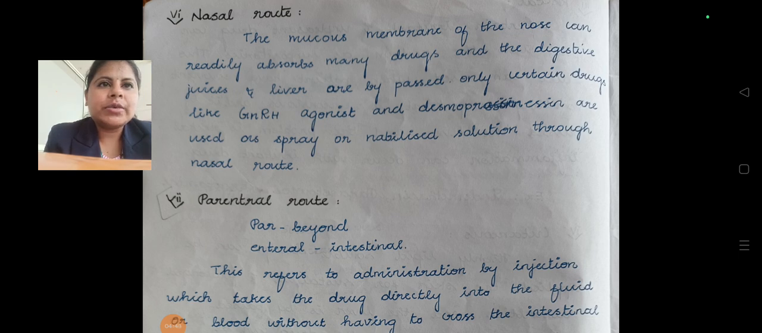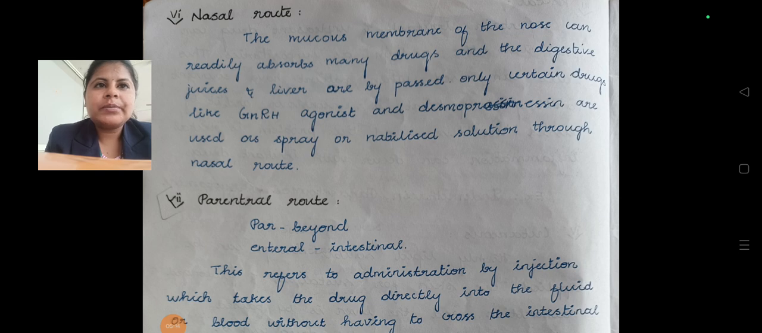So the nasal route means the mucous membrane of the nose can readily absorb many of the drugs and the digestive juices. The main advantage of this route is that the liver gets bypassed. Certain drugs like GnRH agonist and vasopressins are used in the form of spray or nebulized solution through the nasal route.